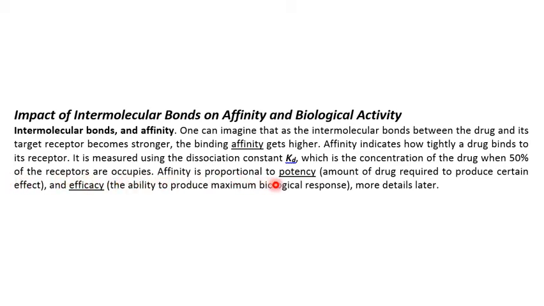It is proportional to potency, which is the amount of drug required to produce a certain effect, and it is also proportional to efficacy, which is the ability of the drug to produce the maximum biological effect. This is just a brief overview, and you will see more details on the definitions of affinity, potency, and efficacy. I just wanted to explain how the intermolecular bonds are related to the affinity.